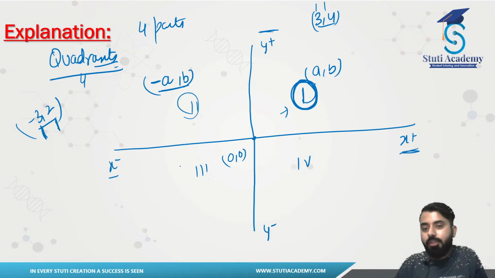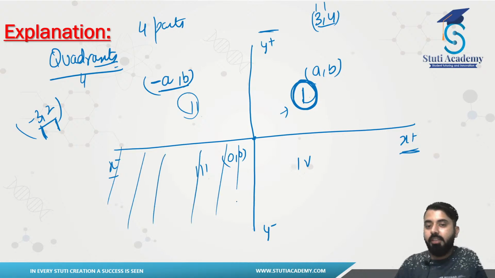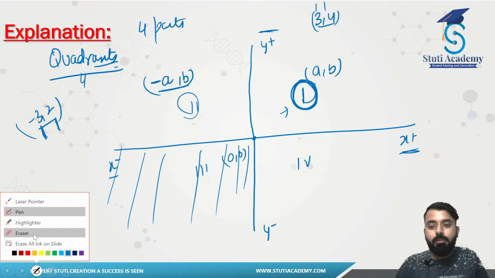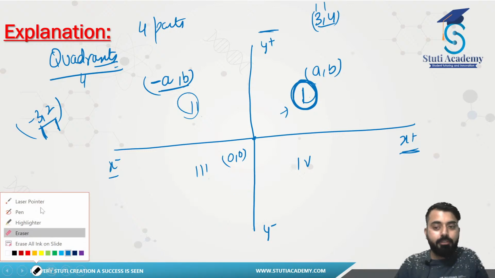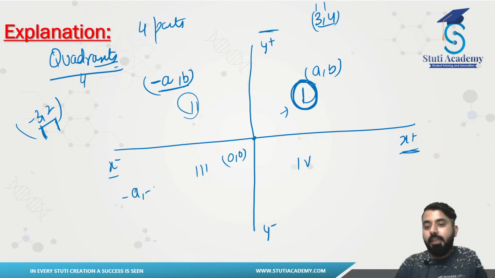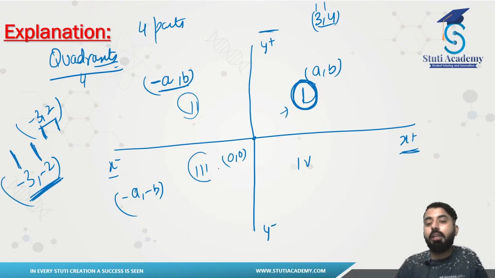Now come back to your third one. You see x is negative and y is negative. In this area you have x negative and y negative, so it will be like this, a negative a and a negative b. So if you have something like negative 3 comma negative 2, then you will automatically think that both x and y are negative, they have to lie in the third quadrant.